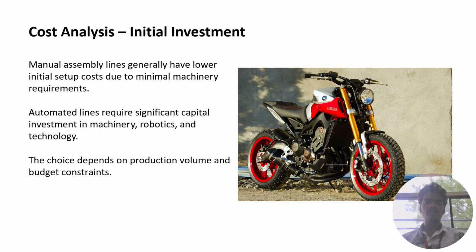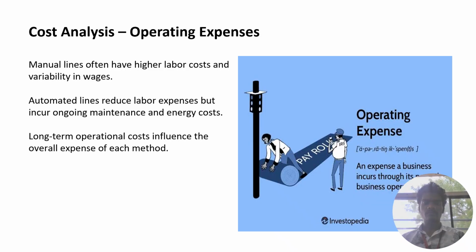Cost analysis: initial investment. Manual assembly lines generally have lower initial costs due to minimal machinery requirements. Automated lines require significant capital investment in machinery, robotics, and technology. The choice depends on production volume and budget considerations.